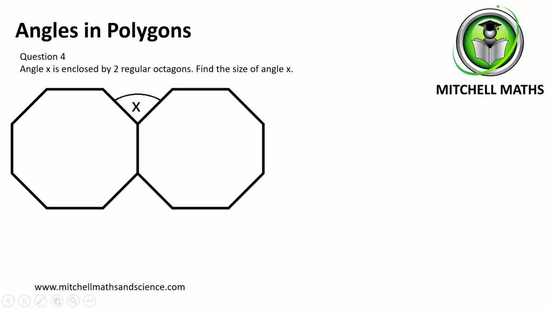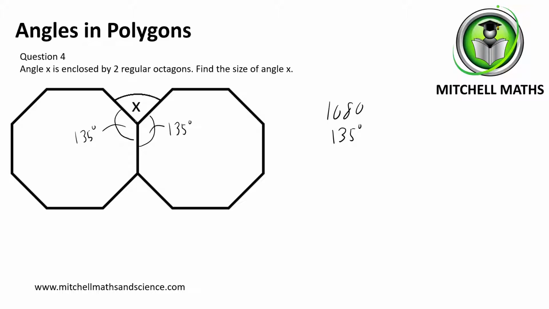Right, in this next question, angle X is enclosed by two regular octagons. Find the size of angle X. Well, in the last question, we worked out that the sum of the interior angles was 1080 in an octagon, and that each interior angle was equal to 135 degrees. So that was back from the last question. Therefore, we can label that this angle here in this octagon is 135 degrees, and that this angle here is 135 degrees.